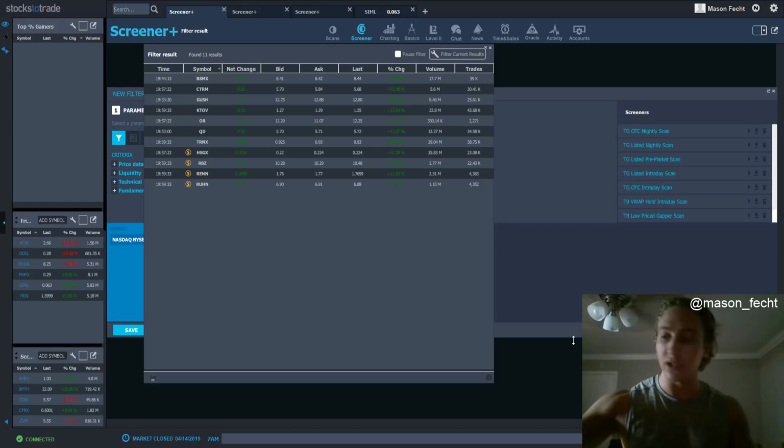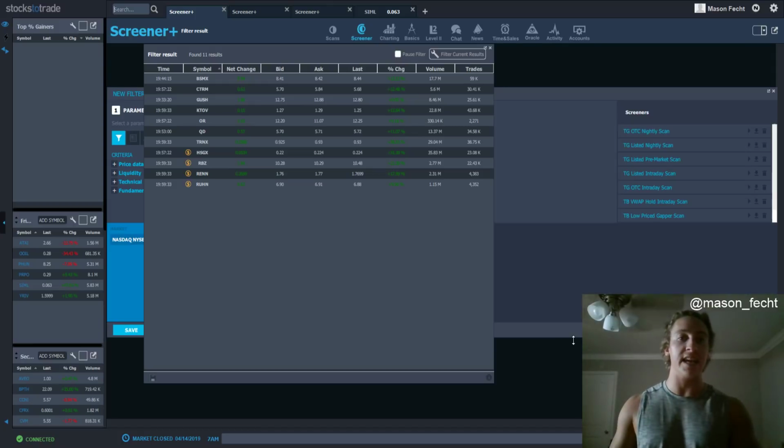But anyway, so I have 4 different scanners. I have a listed intraday scan, which shows me the big movers throughout the day. I also have a listed nightly scan, an OTC scan, and then a lower float listed scan where basically I catch momentum before it happens. That's the objective of that scan. And so I'll show you that one as well.